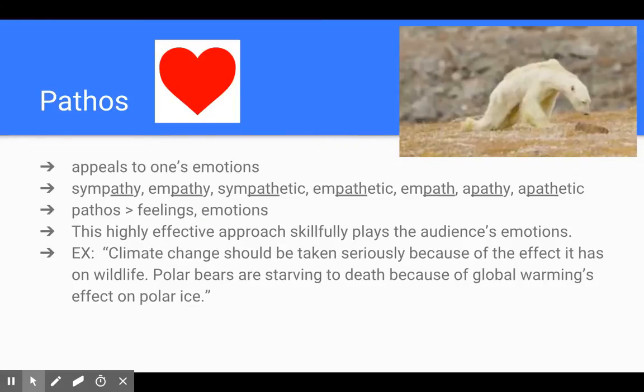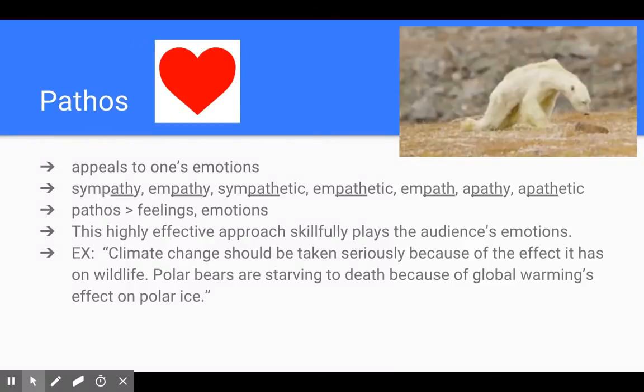Up next is pathos. Pathos is an appeal to one's emotions. There are a lot of English words with the root path that mean feeling or emotion, right? So we have sympathy, empathy, apathy. Using pathos, you're appealing to your audience's emotions, their feelings. This is a highly effective approach because it plays on the audience's emotions, which human beings often are driven by, their emotions and their feelings.